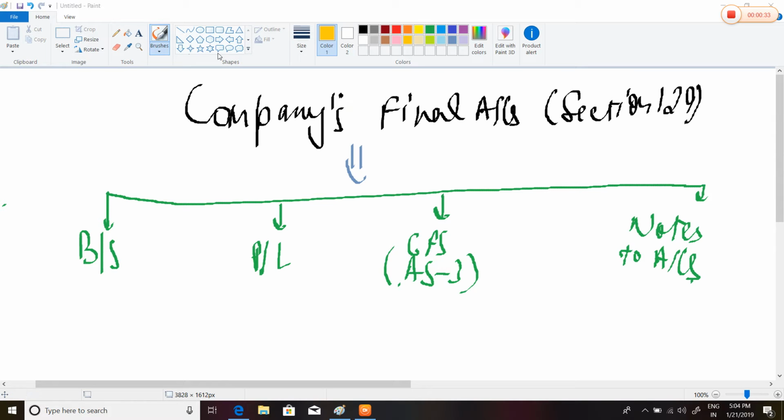Okay. Now let's begin. The governing section is section 129 of the Companies Act 2013. In this, we prepare the balance sheet, a profit and loss account, a cash flow statement, that is accounting standard 3, and notes to accounts.